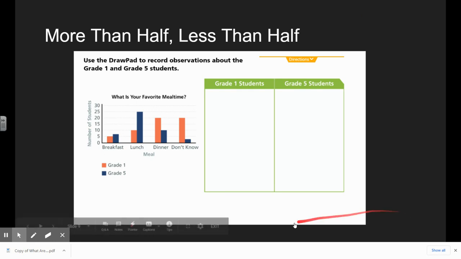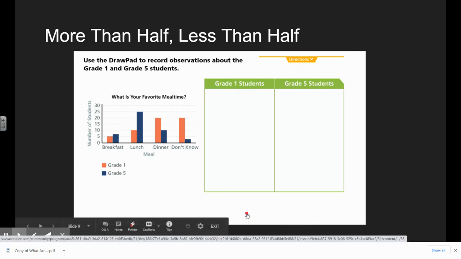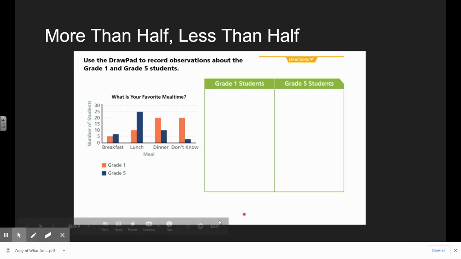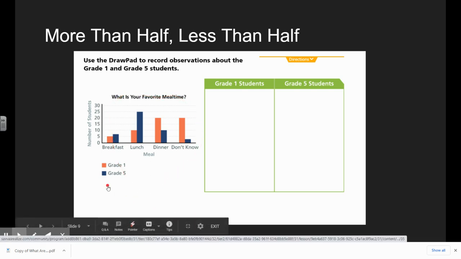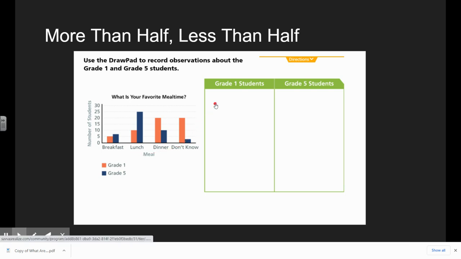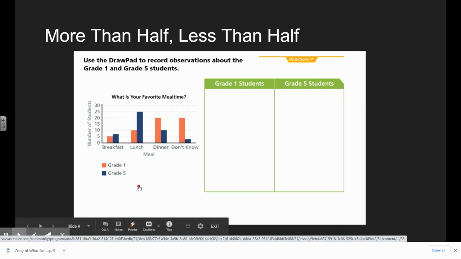Now, we're going to talk about looking at a strategy of more than half and less than half. So we can record some observations about this data, and we can say something like more than half of the fifth graders chose lunch as their favorite meal. So writing observations and thinking about how they're the same and different, and using language such as more than half or less than half to describe the data.